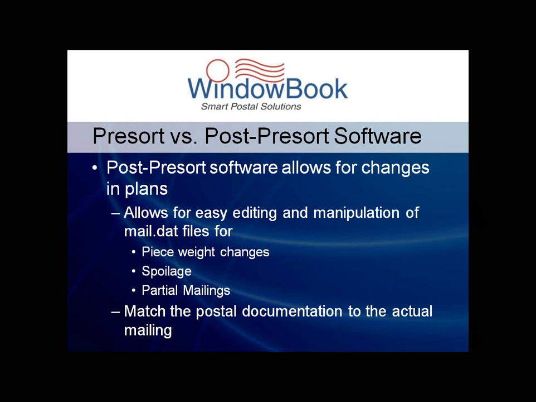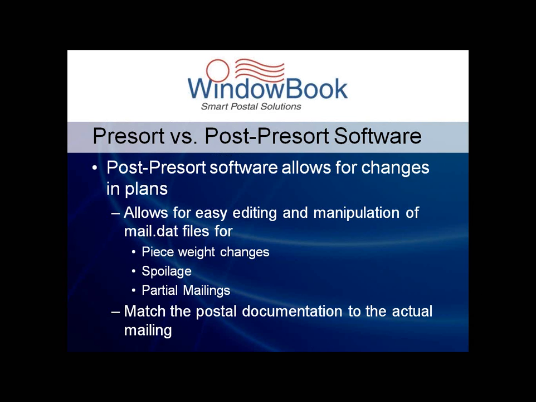Another thing that post-presort software allows you to do is account for spoilage. In fact, both spoilage and shortage, and remove pieces from your mailing that, through one reason or another, whether it was damaged and can't be easily replaced at that point, or shortage when you run out of materials, you may wind up 200 envelopes short, so you're going to pull those pieces out and not mail them at the time. You can declare them to the Postal Service, they're not in the mailing, and not pay for them.